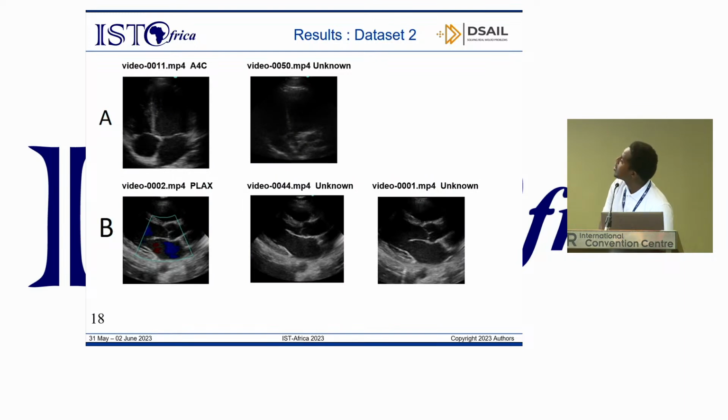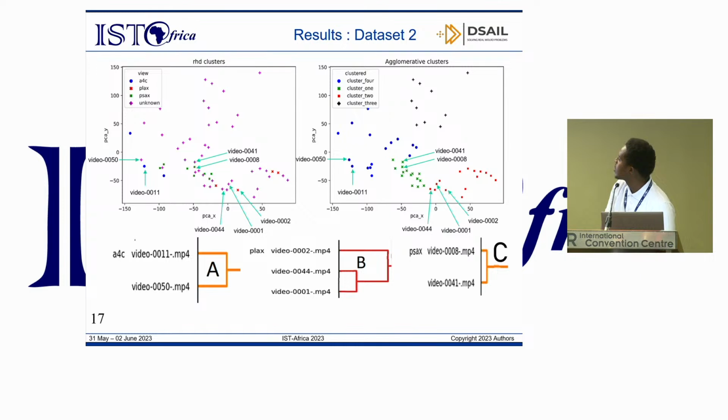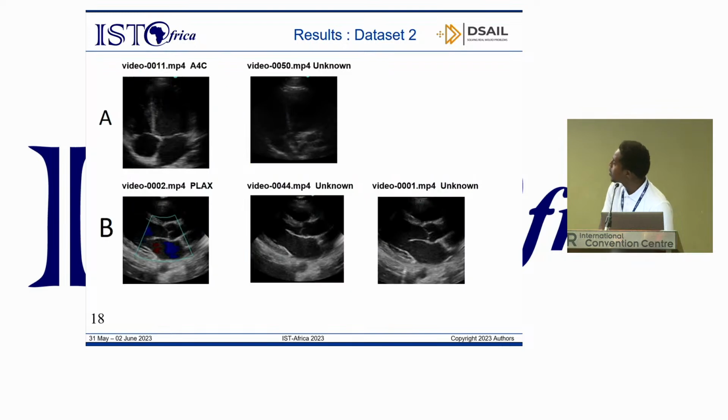And then that's A. A is video 11. It's apical four chamber. Is video 50 apical four chamber? It is. Also, I'll give an example of PLAX 2, because PLAX is really the one we are interested in. So video 2 is PLAX. Video 44 and video 1 were clustered. They were said to be very similar according to the model. Video 2 is PLAX. Video 44 and video 1 are unknown, but they look similar.